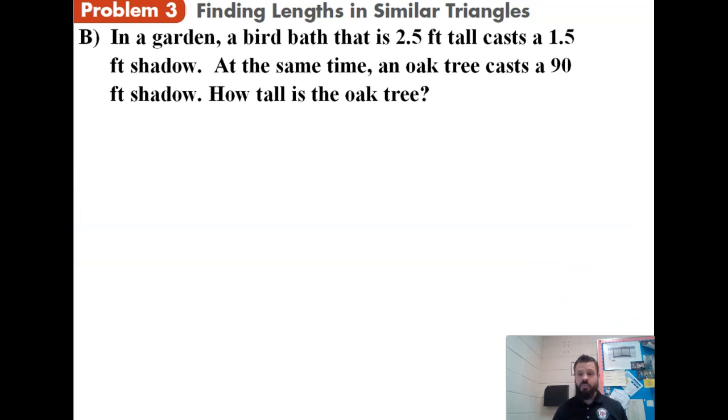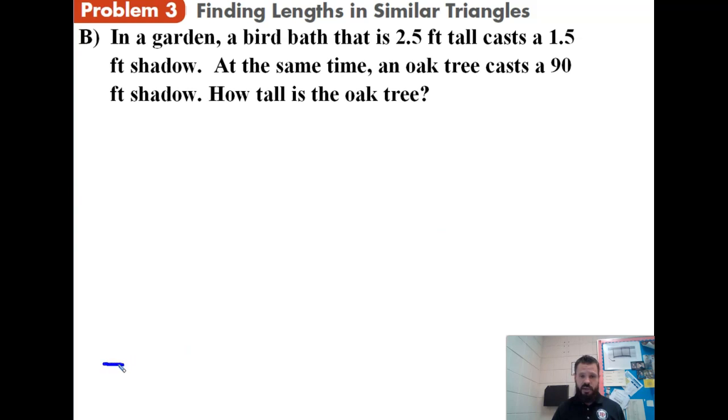All right, we're going to finish the lesson off coming back to our proportional shadow analysis idea. So here's a way we can use indirect measurements, similar triangles, and shadows to measure difficult stuff. Problem 3 part B says, in a garden, a bird bath that is 2.5 feet tall casts a 1.5 foot shadow. At the same time, an oak tree casts a 90-foot shadow. How tall is the oak tree?